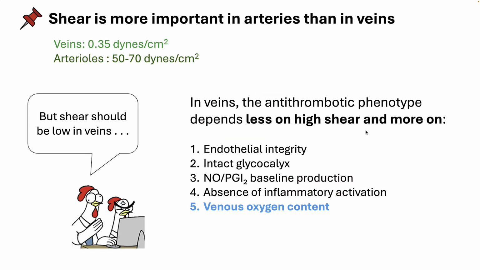One thing you have already noted is that shear would be more important in arteries than in veins, as veins do not have much shear because the flow is pretty slow. In veins, the antithrombotic phenotype depends less on the shear and more on other factors like endothelial integrity, intact glycocalyx, and baseline nitric oxide and PGI2 production. Venous oxygen content is one of the more important factors that results in thrombosis in the veins. We'll talk about this in some other lecture.